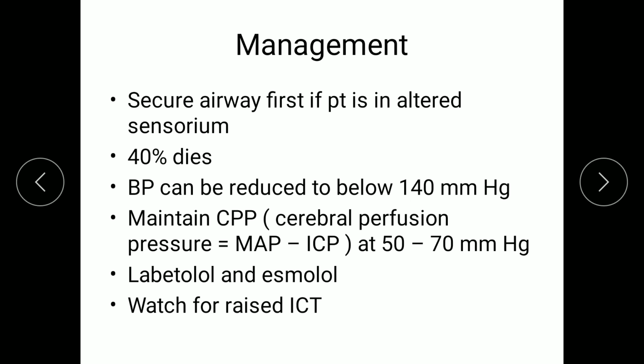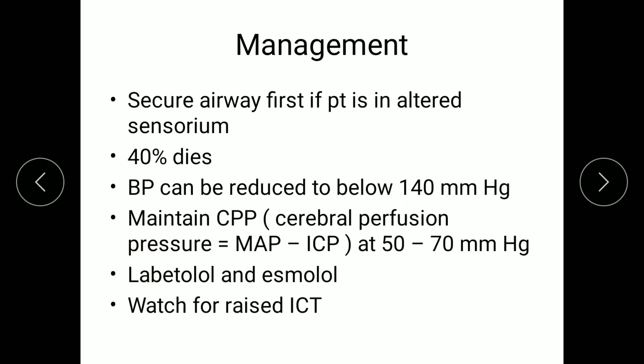Management: since the patient may present to us with altered sensorium, the airway has to be secured because patient can develop aspiration pneumonitis, and most of the patients survive. Some 40 to 45% die if there is extensive bleed. BP has to be reduced to below 140. This is unlike the thrombotic stroke where the BP can be maintained up to 180. If possible, if intracranial pressure can be measured, you have to maintain a cerebral perfusion pressure of 50 to 70 millimeter of mercury. The preferred agents for reducing the BP are labetalol and esmolol because these are very short acting.